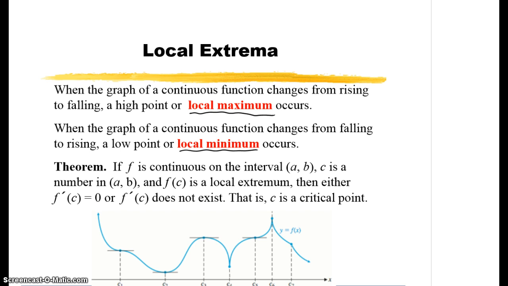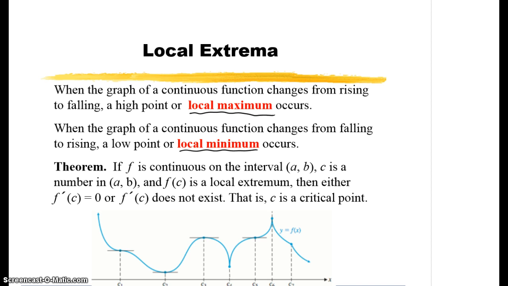We have a nice theorem in our textbook that says if f is continuous on an interval a to b, and c is a number in that interval, and f of c is a local extremum, then either f prime of c is 0 or f prime of c does not exist. That is, c is a critical point.